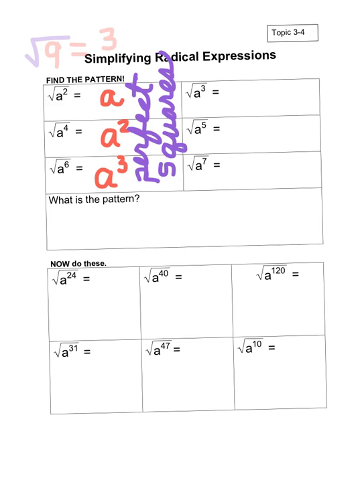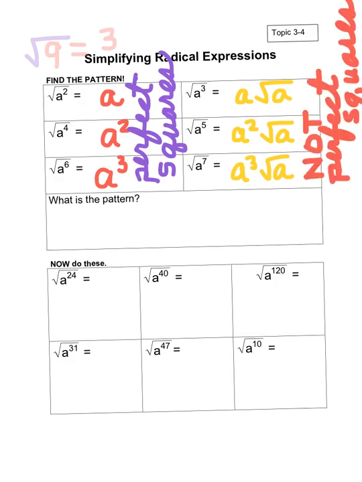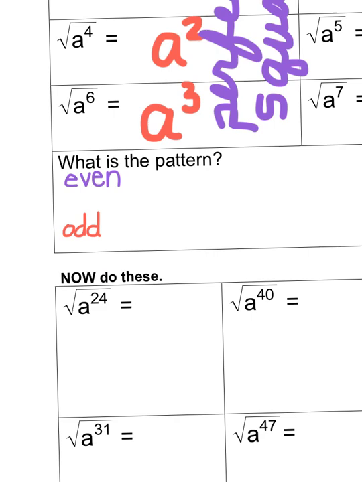A to the third power, the square root of a to the third power would be a times the square root of a. A to the fifth power would be a squared times the square root of a. And a to the seventh power is a cubed times the square root of a. You can see that these are not perfect squares. So what is the pattern?